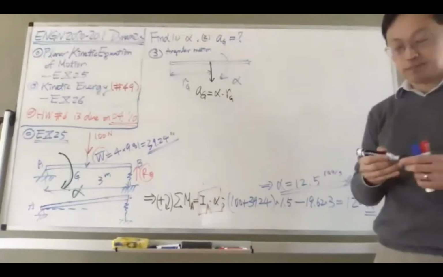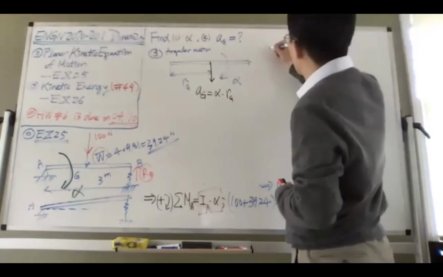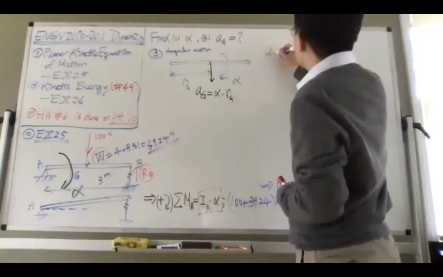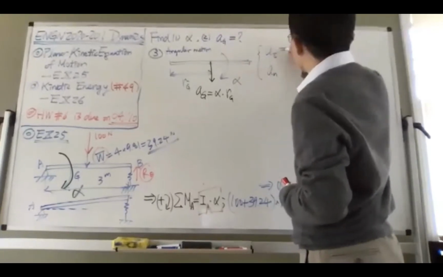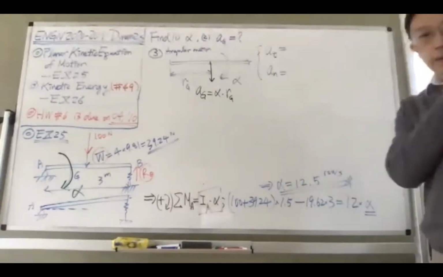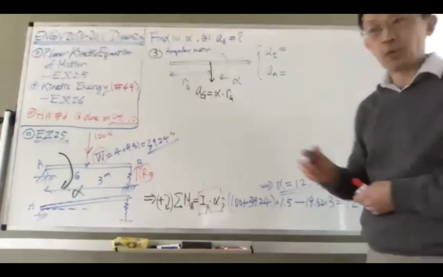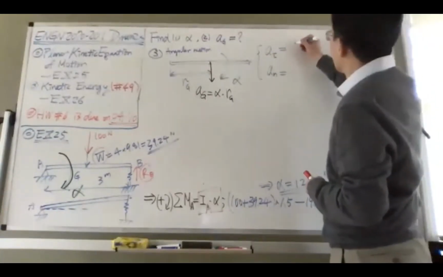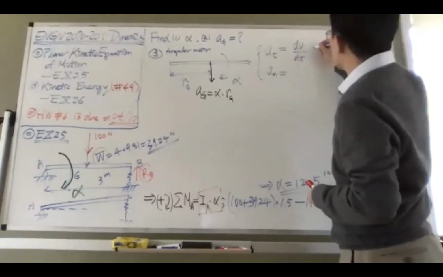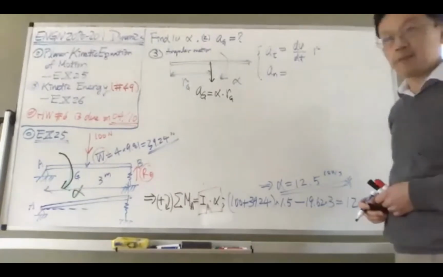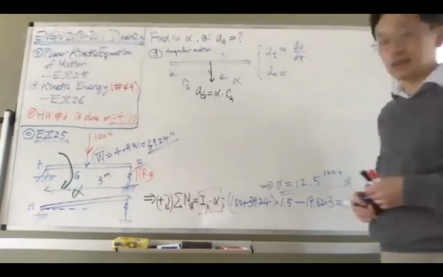Because that's what we know. Or if you remember normal and tangential component, so we have a T and a N. And what is the tangential component? In this case, this is the tangential component. It's what we said dV/dt times R. Actually, this is just dV/dt, right?